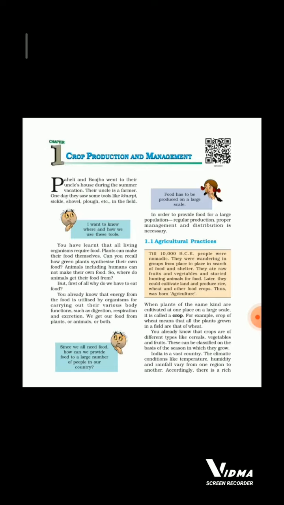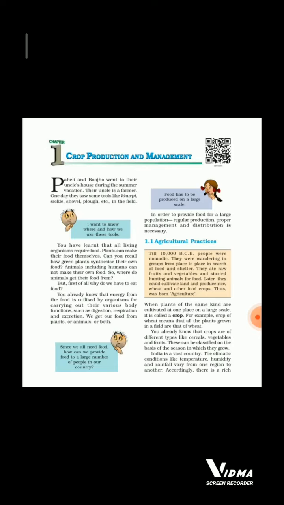You have learned that all living organisms require food. Plants can make their food themselves. Can you recall how green plants synthesize their own food? Animals, including humans, cannot make their own food. So, where do animals get their food from? But first of all, why do we have to eat food?